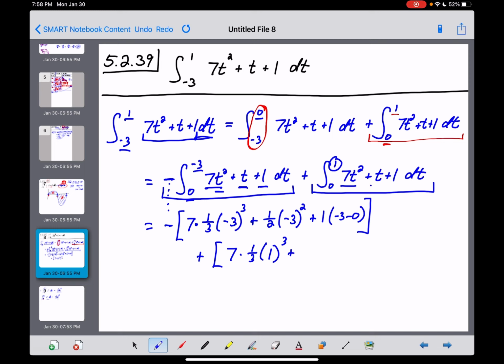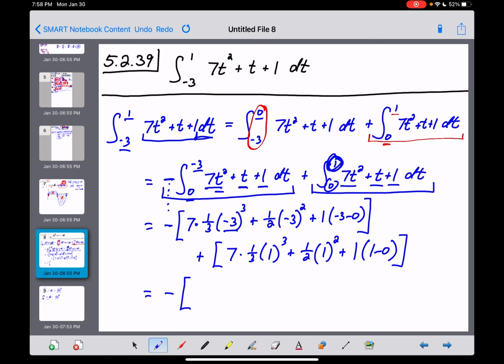So 1/3 times 1 cubed. Plus the integral of t, okay, in this case, is going to be a 1/2 times b squared. B, again, is 1. So 1/2 times 1 squared. And then plus the integral of that 1, the height of this rectangle is 1, and then it's b minus a, 1 minus 0 for the width of that. All right, this is messy, but we're getting there. So I've got a negative out in front and a big set of brackets.